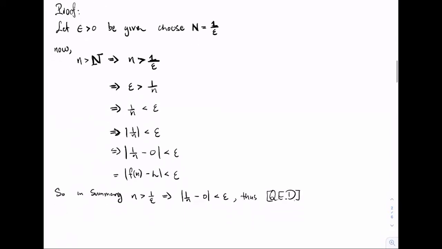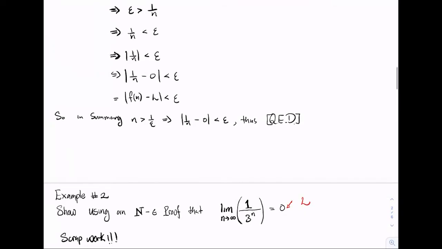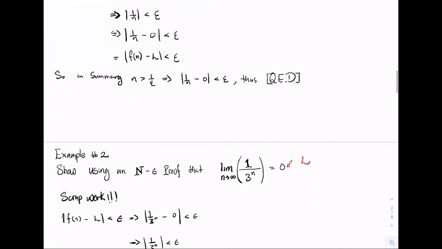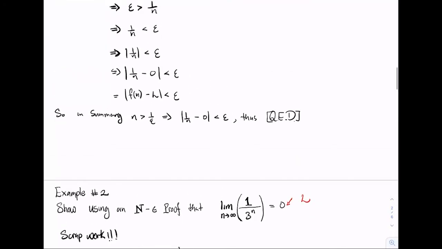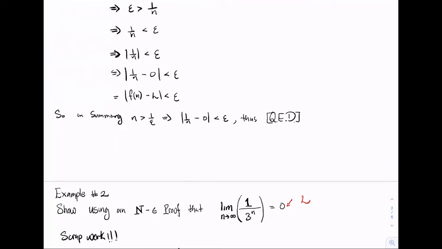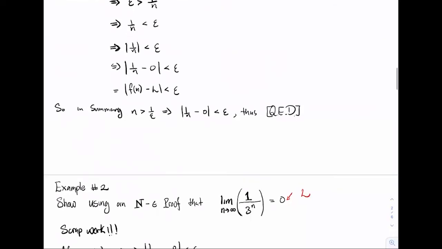So that might not be a very straightforward example. So we have a second example here, which says: show using an N-epsilon proof that the limit as n approaches infinity of 1 over 3 raised to the power n is equal to 0. Now here, 0 is still our limit, which I chose these simple examples just so we can get used to the process of the scrap work and also summarizing. So we'll jump right into our scrap work as per usual.